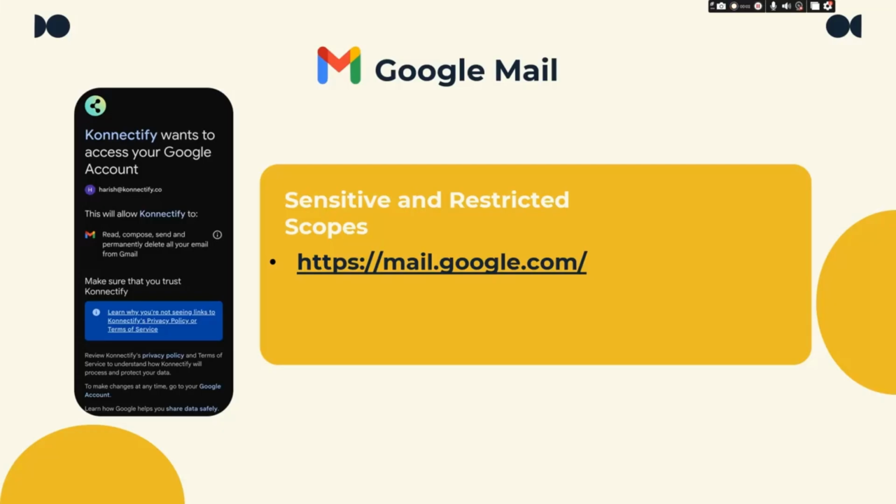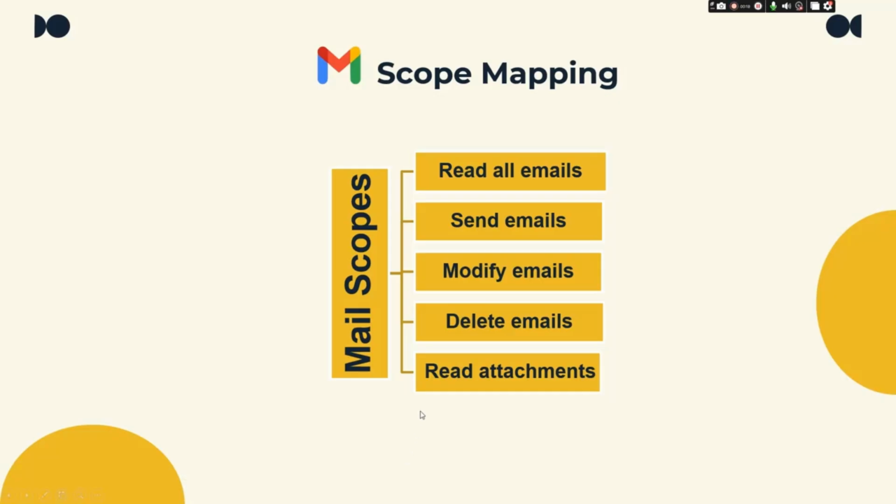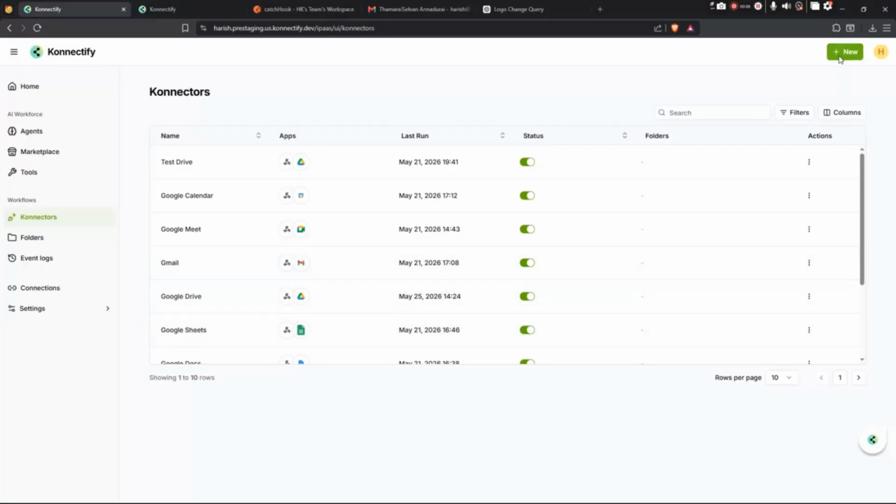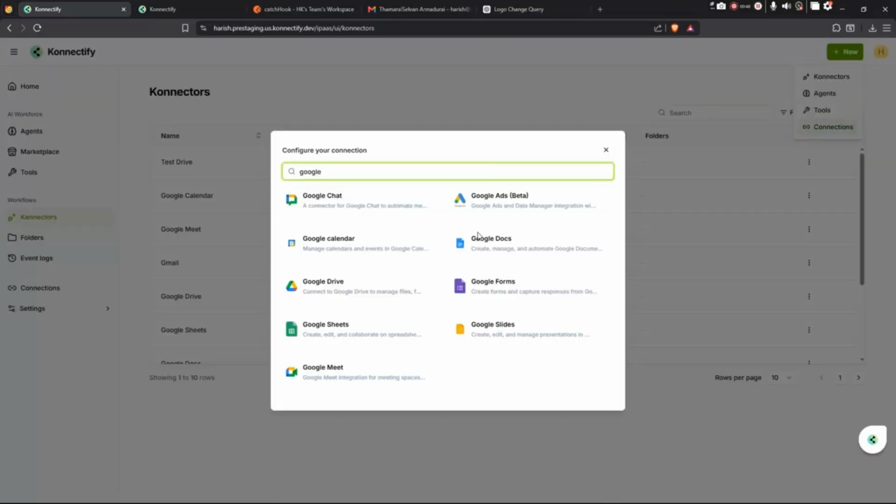The next application we are going to see is Google Mail. Google Mail uses the scope mail.google.com. This scope has been mapped into multiple actions within the workflow. Let's see how these permissions are mapped. The Mail scope is used for the following actions: read all emails, send emails, modify emails, delete emails permanently, read email attachments. All these actions are performed using the mail.google.com scope.